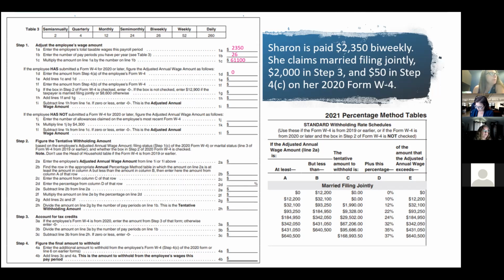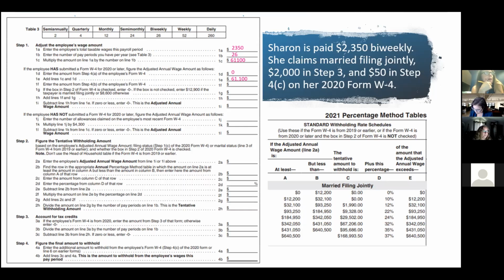Add lines 1C and 1D. So we're going to say that's our adjusted annual gross income. Just to remind you, what goes on step 4A of the employee's W-4 is if they anticipate getting any annual income that we're not taking into account from their wages. Based off of them not telling us that they put anything on that line, we're going to say it's 0. Therefore, we're assuming that this person's annual income is going to be about 61,100 for the entire year.